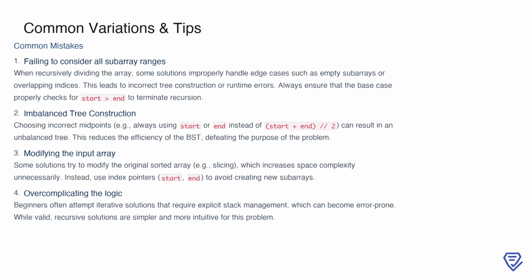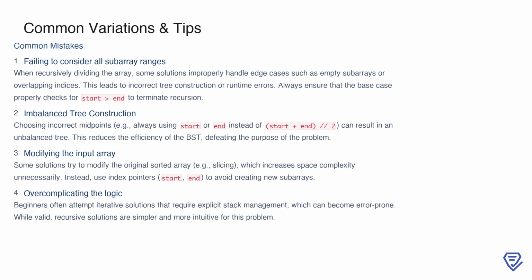When working on this problem, there are some common mistakes to watch out for. First, failing to consider all subarray ranges can lead to issues. If your base case doesn't properly terminate the recursion when start > end, you might end up with runtime errors or incorrect tree construction. Next, an imbalanced tree can occur if you choose the wrong midpoint, like always picking start or end instead of calculating (start + end) // 2. This defeats the purpose of creating a balanced tree, as the height becomes suboptimal.